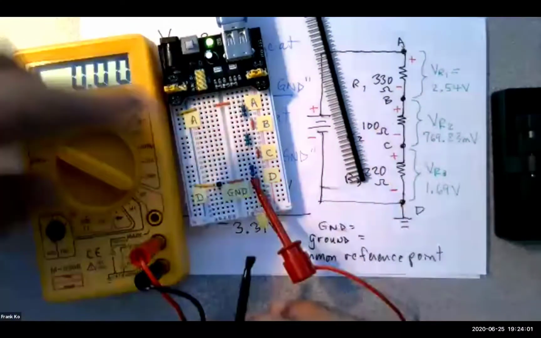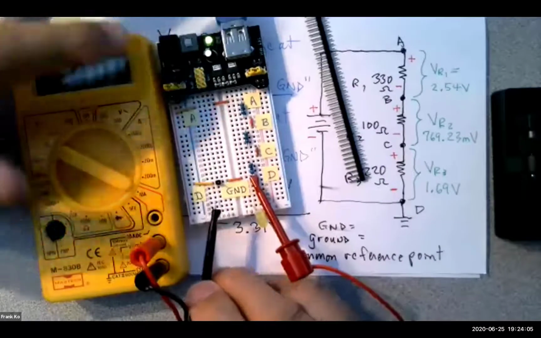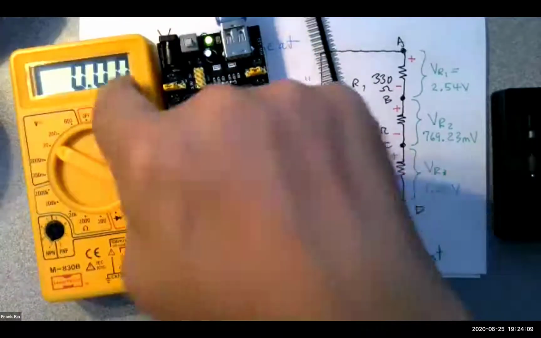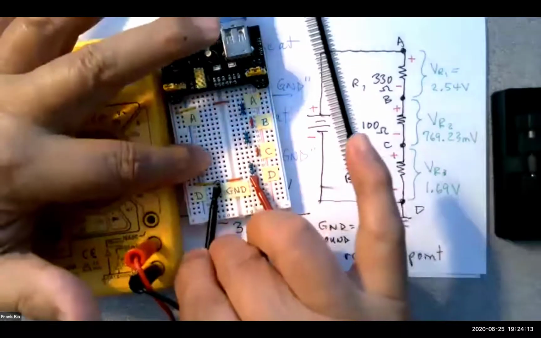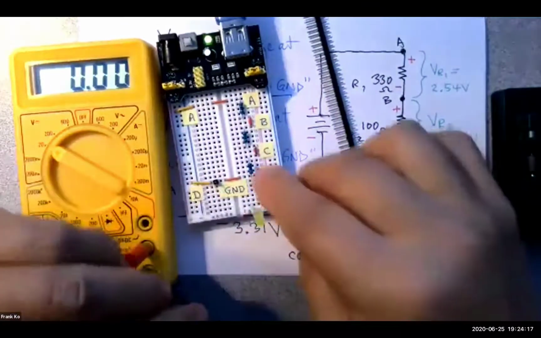Now, how much voltage do we expect to see on the wire at the bottom of the circuit? We expect to see nothing. Do we see nothing? It shows us 0, 0, 0. Interesting. Well, that was the bottom of the circuit, that's ground. We don't expect anything at ground.